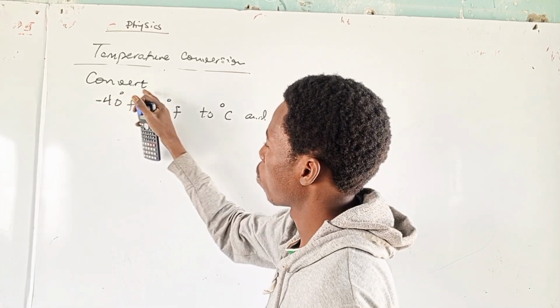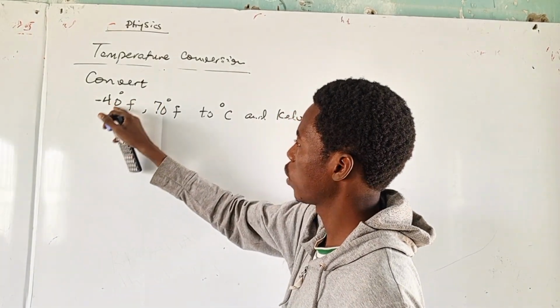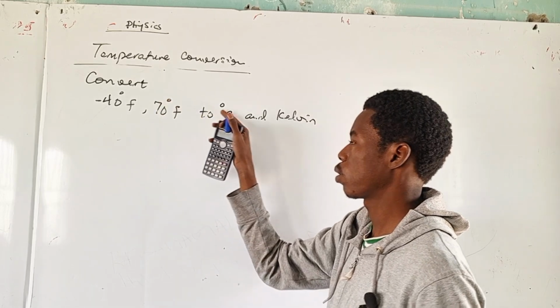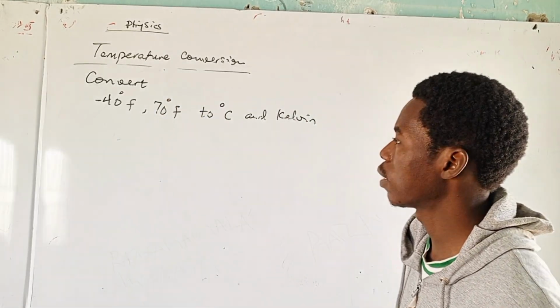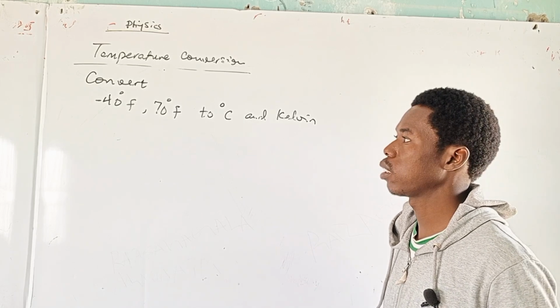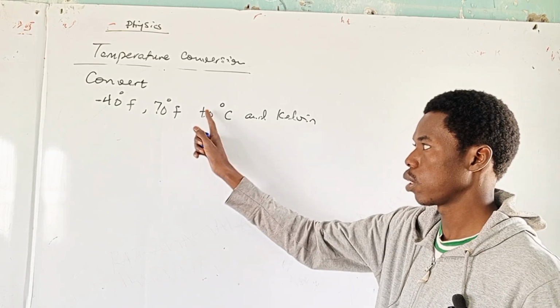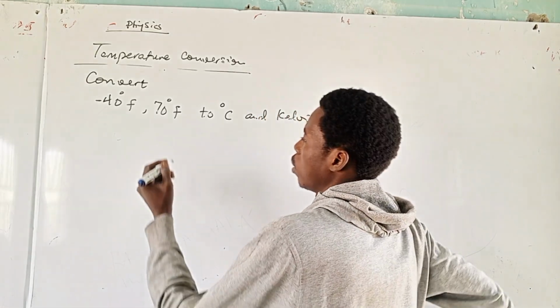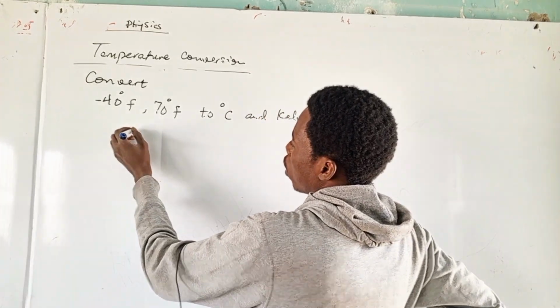The question says convert minus 40 degree Fahrenheit, 70 degree Fahrenheit to Celsius, to degree centigrade and Kelvin scale. So we will first convert it from degree Fahrenheit to degree centigrade. Let's get started using this relation.